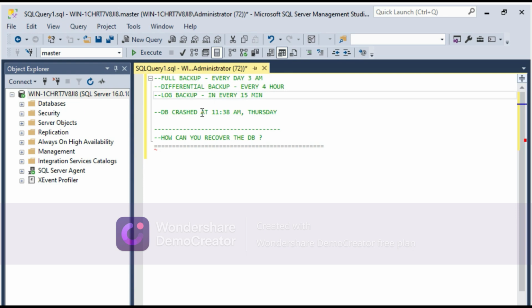So the DB crashed at 11:38 a.m. on Thursday. How can you recover the database? What is the strategy? How can we recover?